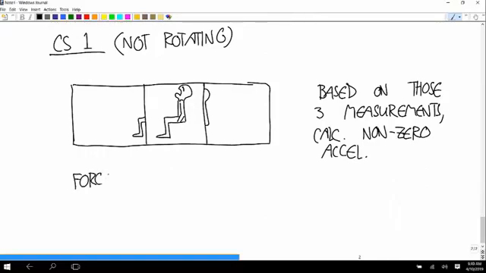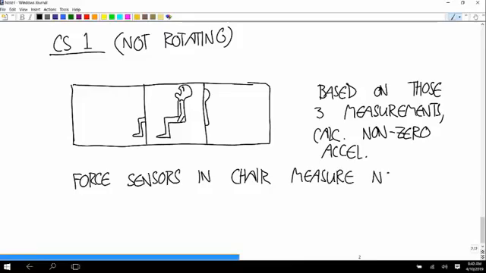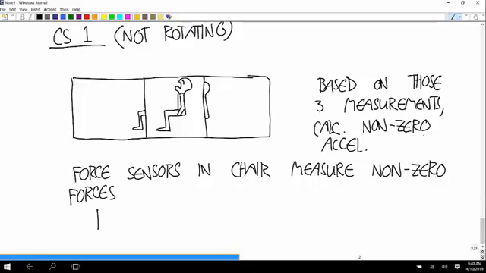Force sensors in the chair measure non-zero forces. And F net is equal to the mass times that measured acceleration. Okay.